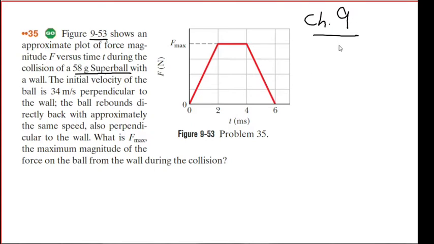So today we're going to be talking about the relationship between force and momentum. So what do we have here? We've got a force versus time graph that's representing the collision of a 58-gram super ball with a wall. And they tell us the initial velocity of the ball is 34 meters per second, pointed directly at the wall, and then it collides and it turns around the other direction.